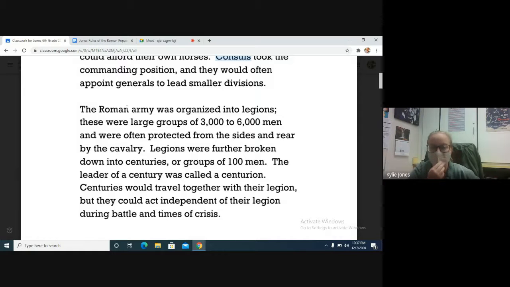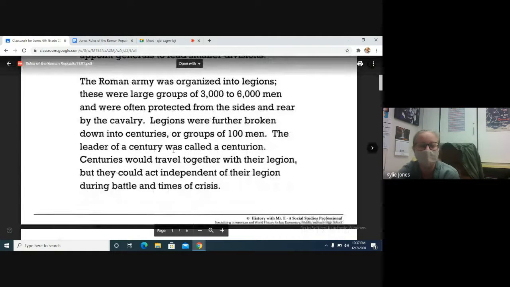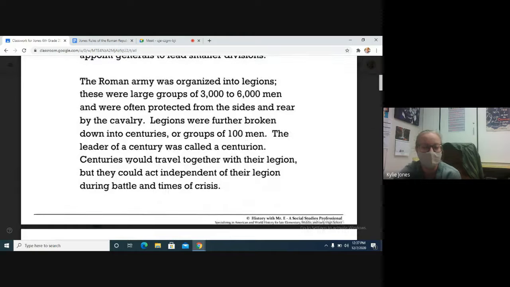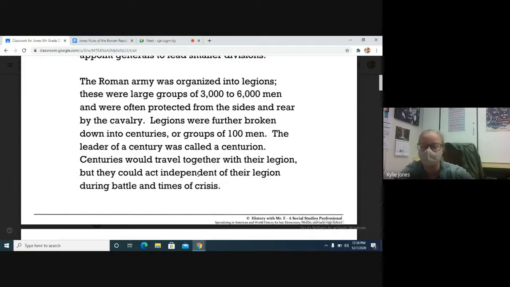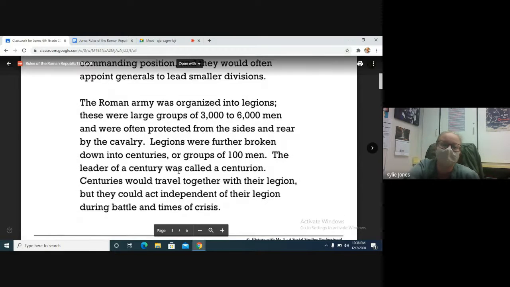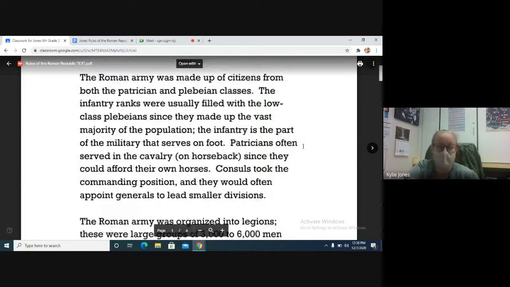Yeah, good. The legions were further broken down into centuries, or groups of 100 men. The leader of a century was called a centurion. Centuries would travel together with their legion, but they could act independently of their legion during a battle or in times of crisis. So there's some information about war.